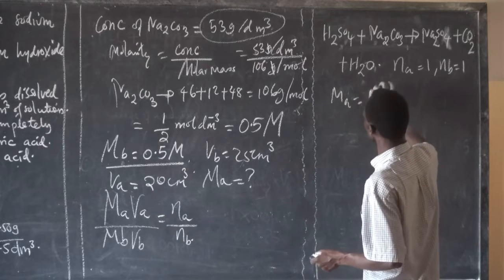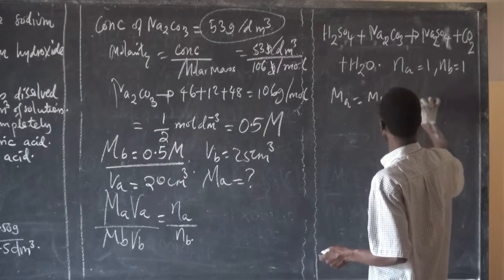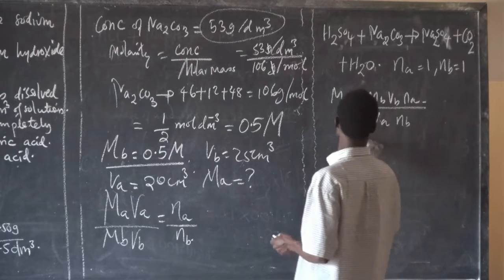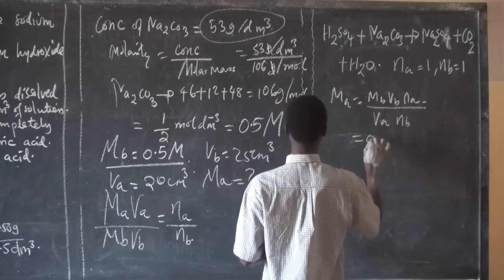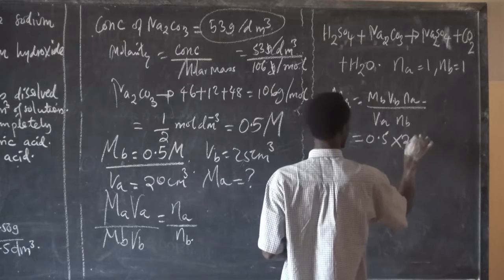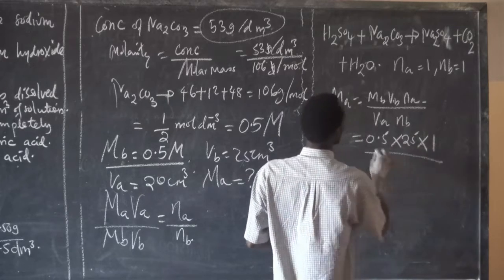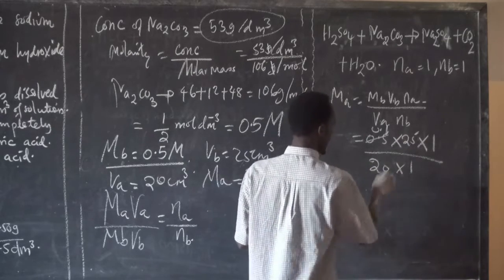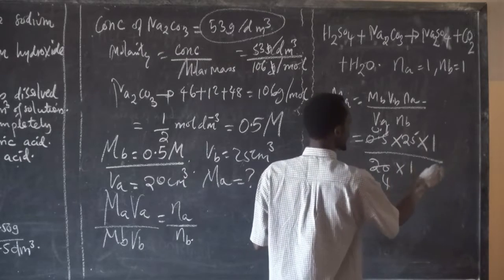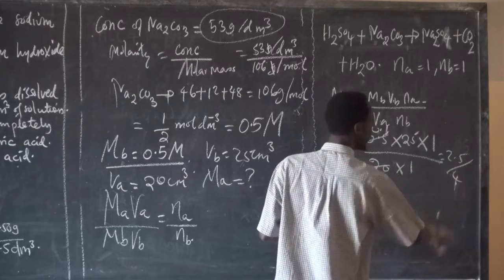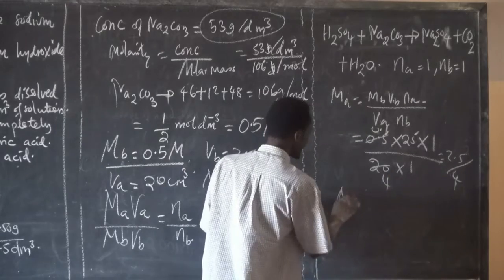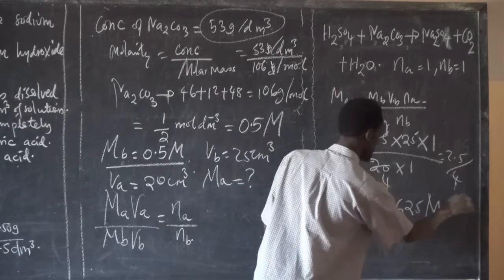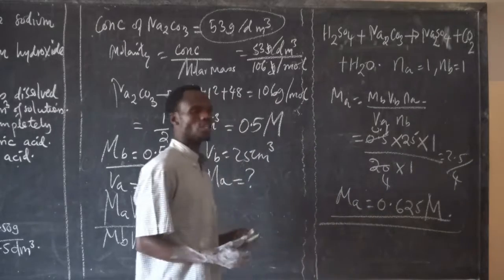Molarity of acid is equal to molarity of base times volume of base times number of acid, over volume of acid times number of base. Molarity of base is 0.5, times volume of base 25, times 1, over 20 times 1 by 5. This gives 2.5 over 4. Now we divide. Molarity of acid is equal to 0.625 mole.